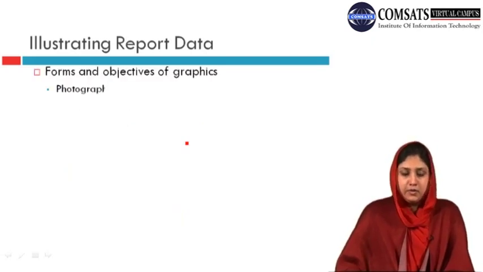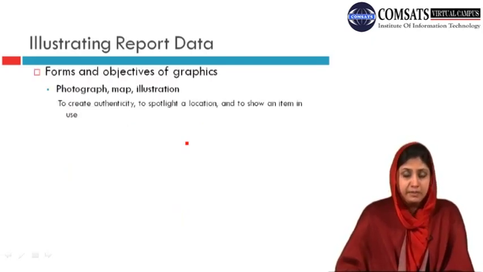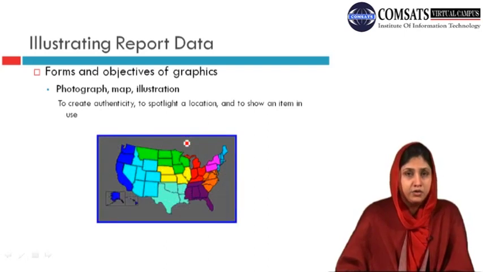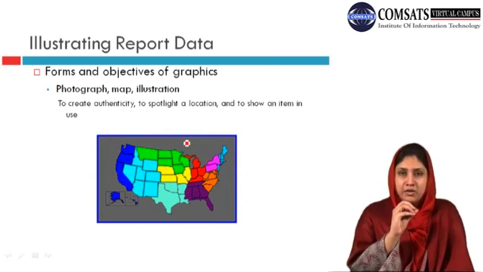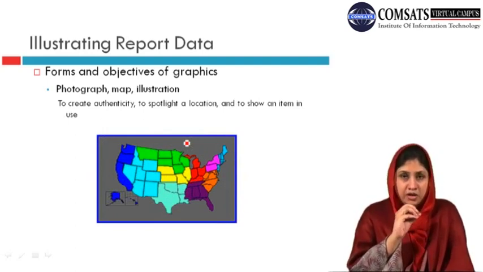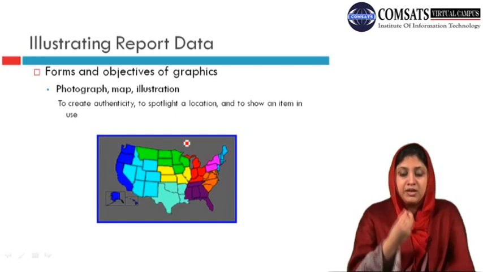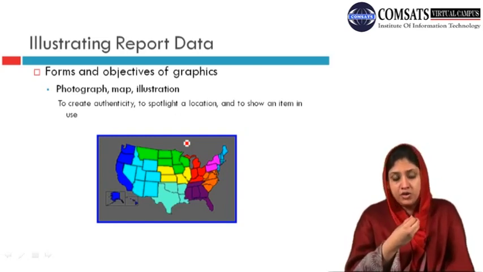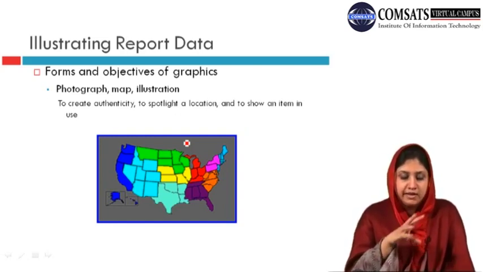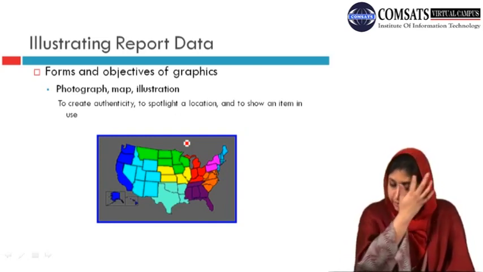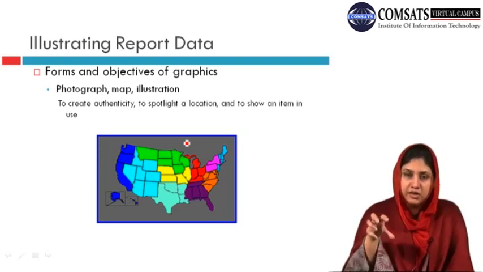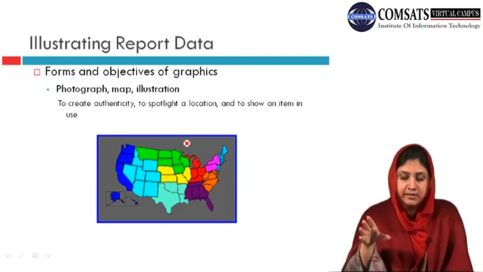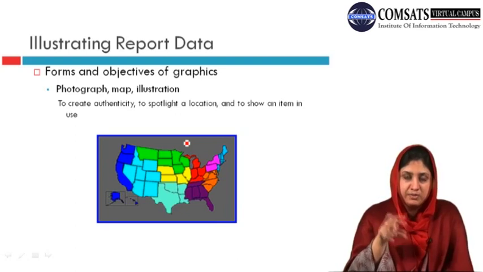Hierarchy of elements. Photographs, maps, and illustrations are good to create authenticity, to spotlight something, a location or an idea or an individual or a phenomenon, and to show an item in use. So look at this picture. It's a picture of a map. Then with the use of colors, you can differentiate the places, and by using different shapes, again you can specify something.